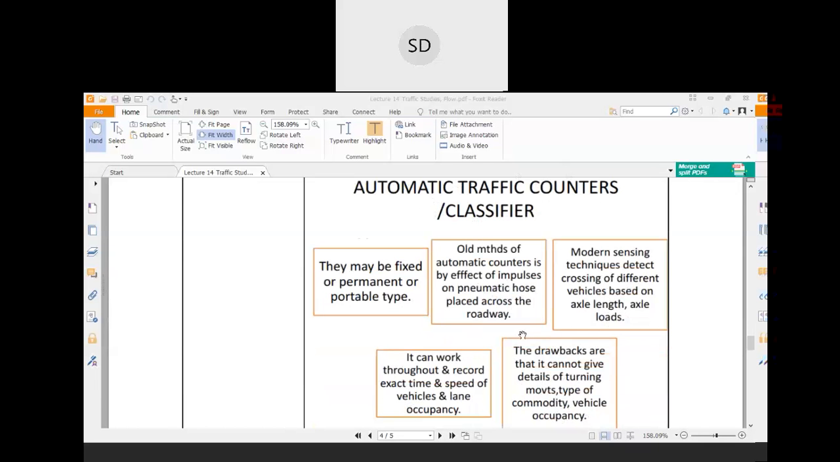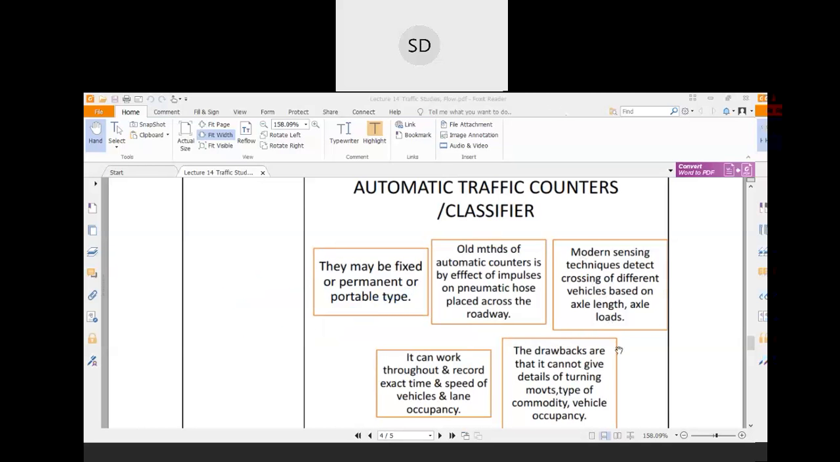Now these are the automatic traffic counter classifiers. They may be fixed or permanent, or portable type, as we have discussed. The old method of automatic counting is by the effect of impulses on a pneumatic hose placed across the road section. One pneumatic tube would be placed there, and in that tube some sensors could be added. Whenever a vehicle crosses that sensor, it will be counted.